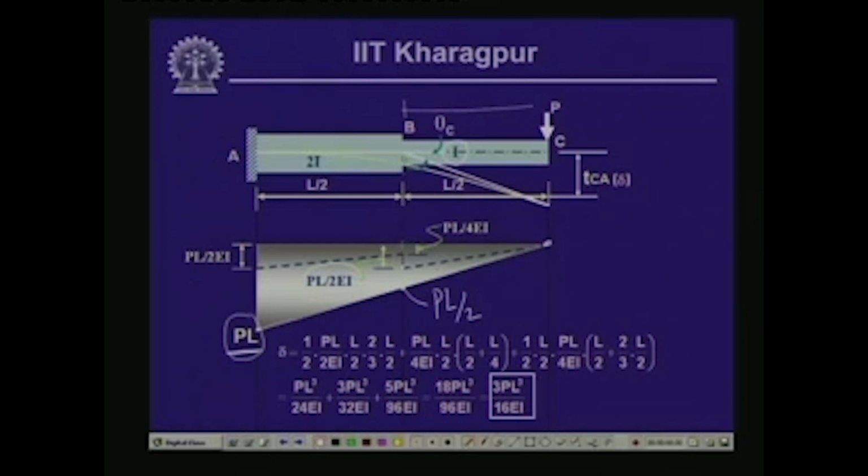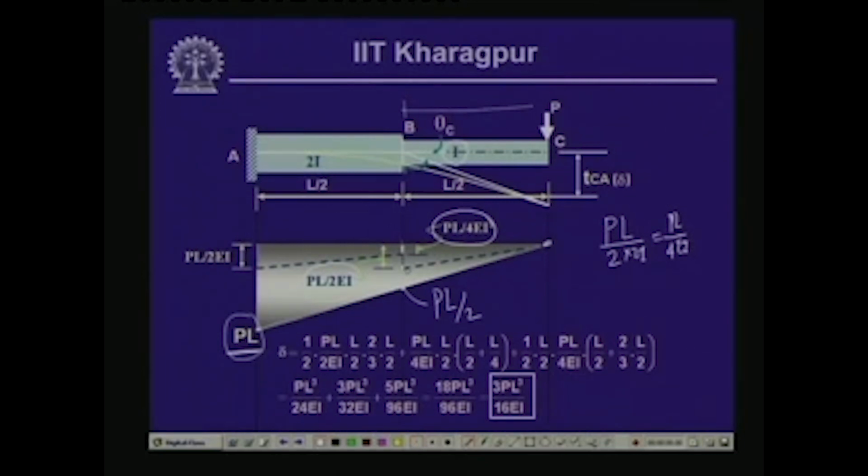Now, since at this particular point there is a transition from I to 2I, immediately next to this section the moment of inertia is 2I. So, the value changes from PL by 2EI to PL by 4EI, because the bending moment is PL by 2, divided by 2I. So, this is going to be equal to PL by 4EI. This is the value over here.